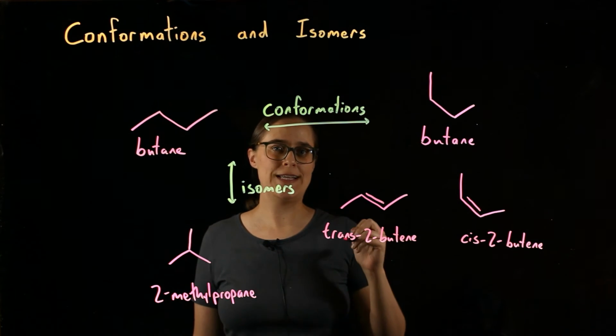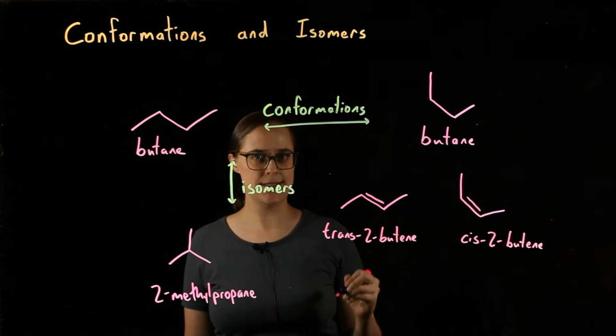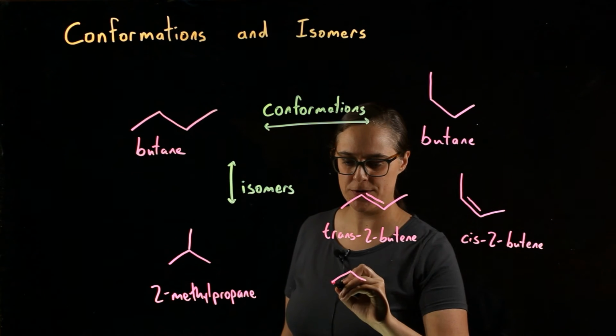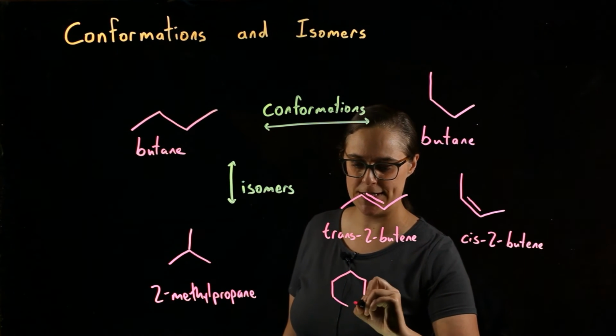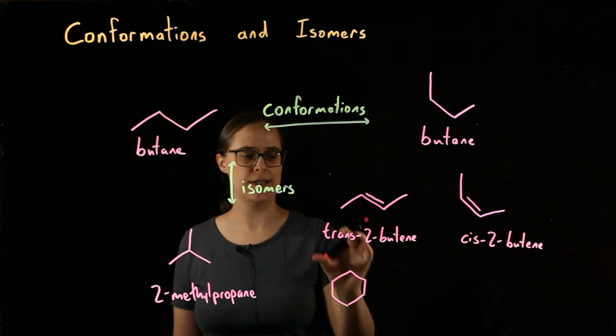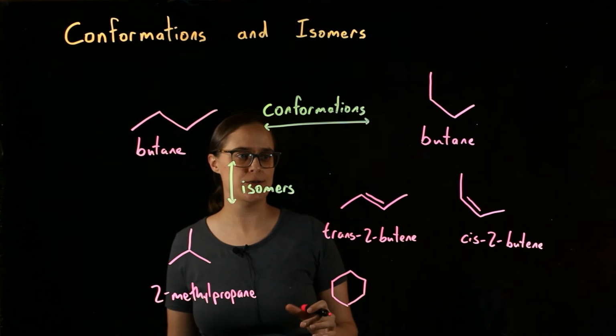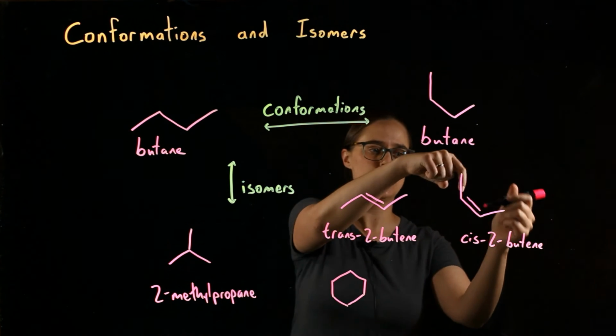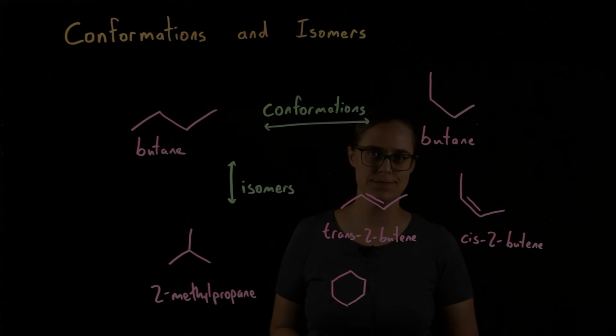You also saw that in a ring structure, the single bonds could not freely rotate. So I was showing you a structure in which there were 6 carbons in a ring. That was hindering the free rotation. So in a ring structure, you would also have to pay attention to whether 2 functional groups were on different sides or the same side of the ring.